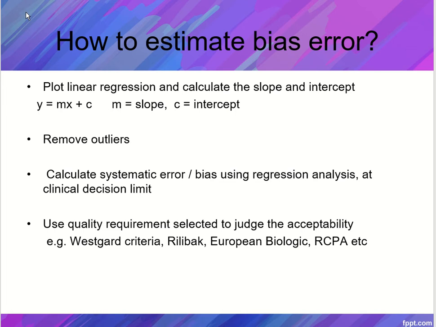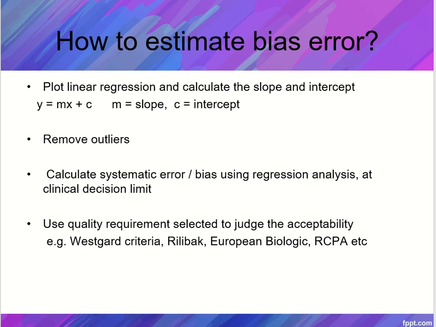So from the data analysis, how to estimate bias error? First, plot linear regression and calculate the slope and intercept. This is the equation. I'm sure you know this very well: Y equal to mx plus c, where m is slope and c is intercept. And remove the outlier as I have mentioned before. And then calculate systematic error by using the regression equation at the medical decision limit, and use the quality requirements selected to judge the acceptability.